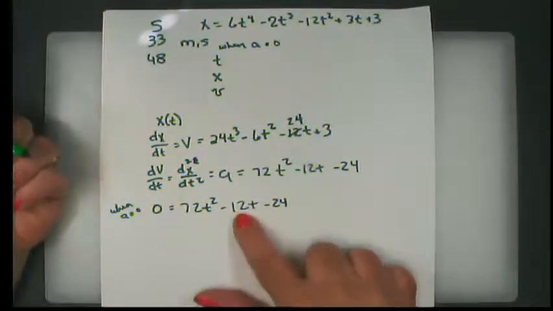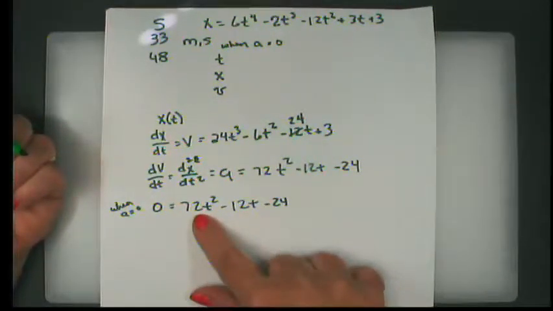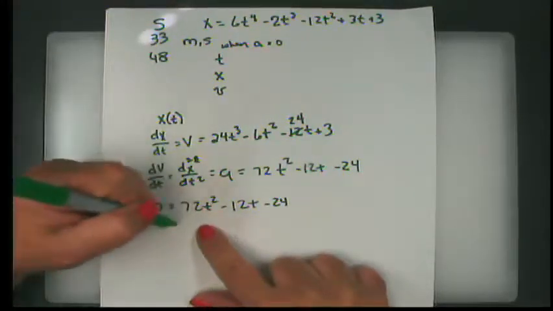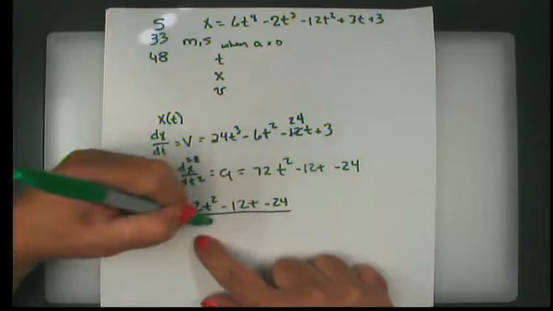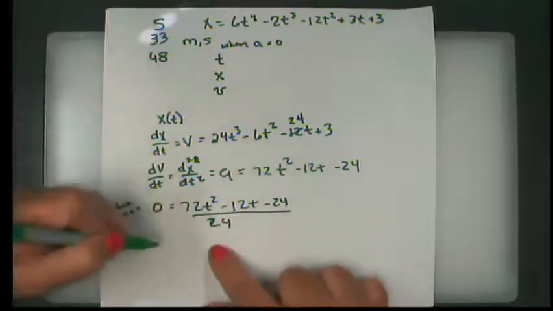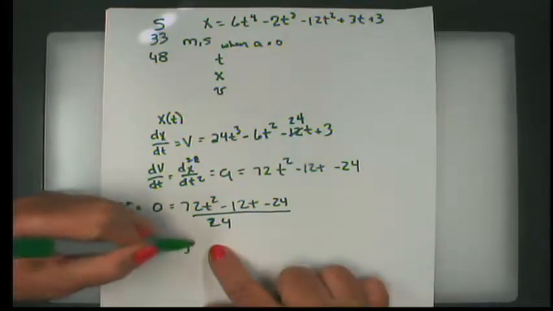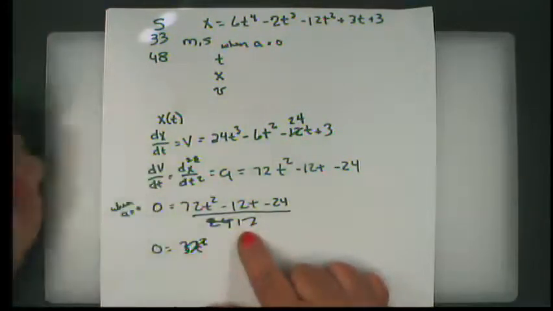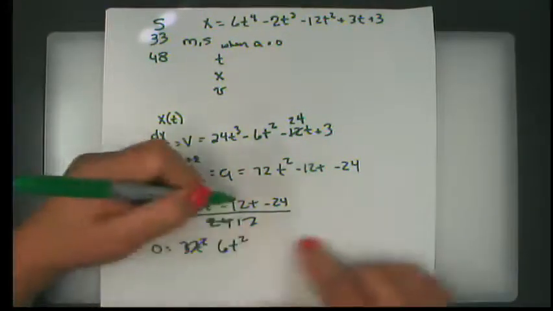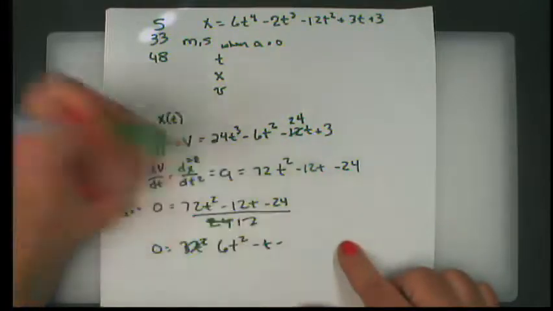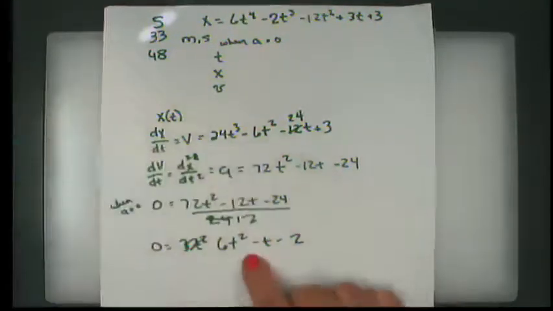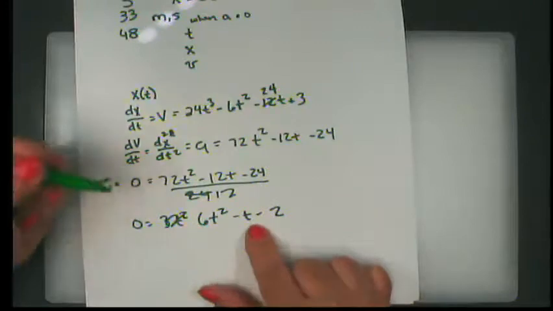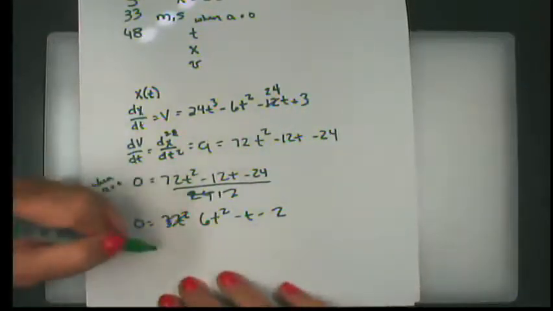But each of these will divide by 24, won't it? So I can simplify this equation just by dividing that by 24. So I had 0 is equal to 3t squared. Oh, wait, that's too much. Let's do 12. 6t squared minus t minus 2. Right? That just looks weird to me. I just feel like I've done something.